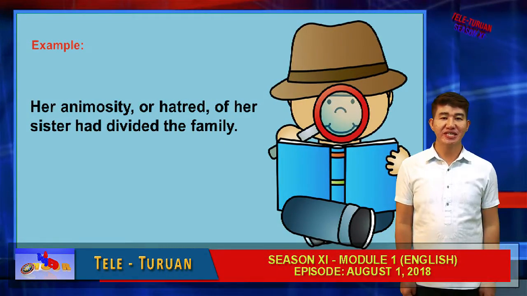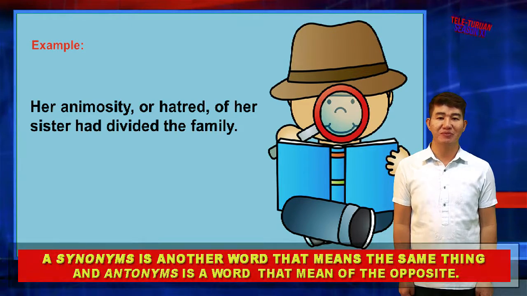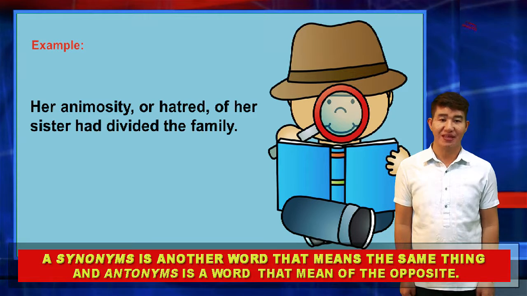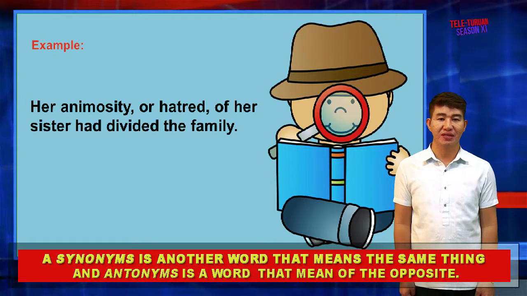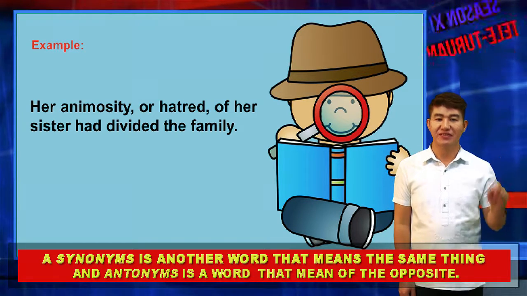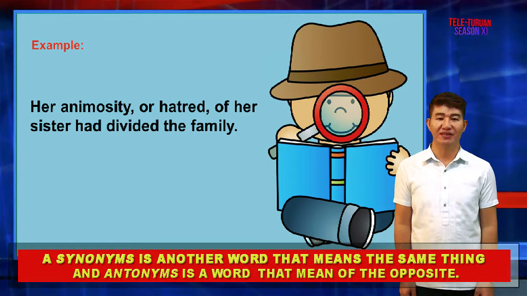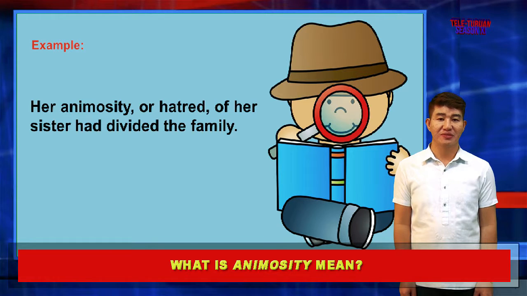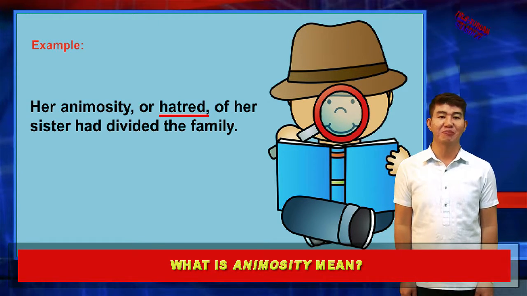Third, you see synonyms or antonyms nearby. A synonym is another word that means the same thing, and an antonym is a word that means the opposite. If you want to know how synonyms and antonyms help with this method, let's look at some examples. Here's the first one. Her animosity, or hatred, of her sister had divided the family. What does animosity mean? There is a synonym right there: hatred. And guess what? That's the meaning of animosity.